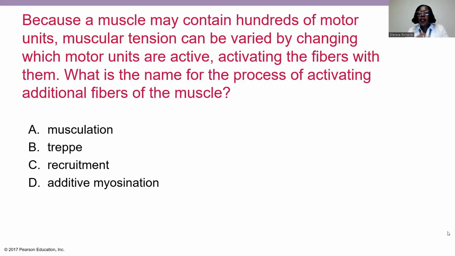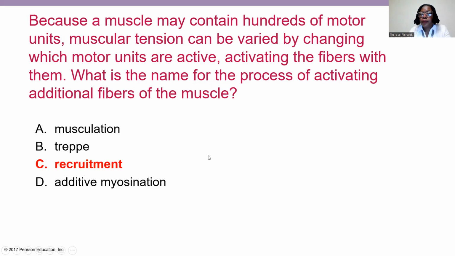So because a muscle may contain hundreds of motor units, muscular tension can be varied by changing which motor units are active, activating the fibers with them. But what is the name for the process of activating additional fibers of the muscle? So everyone got this correct. This is recruitment. Remember, recruitment is the ability to call on additional fibers, additional motor units, which have those associated fibers in order to increase force generation. So that's correct.